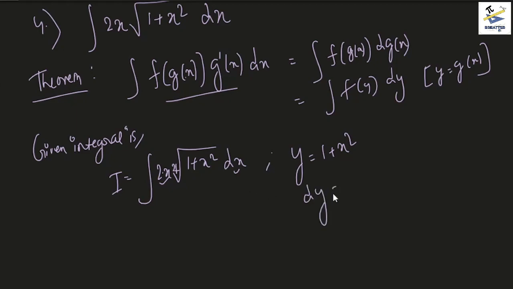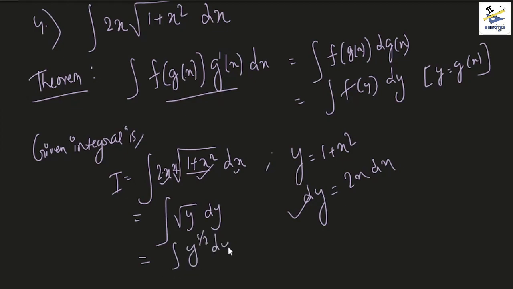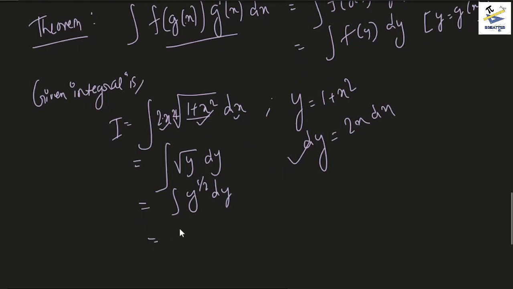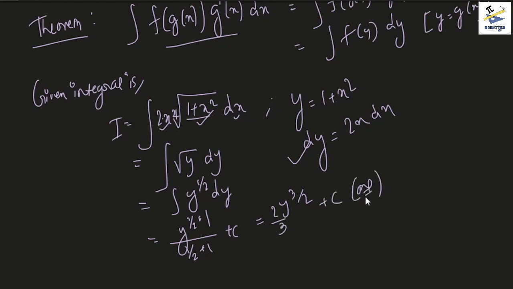So when we do dy, what we get is 2x dx, and that is helpful because this turns into root y dy, where 1 plus x square was written as y and 2x dx was written as dy. And this is an easy one because this is just y to the power half dy, and using the rule you can find it as y to the power half plus 1 divided by half plus 1 plus c, which is basically y to the power 3 by 2 into 2 by 3 plus c, which is the answer, right?